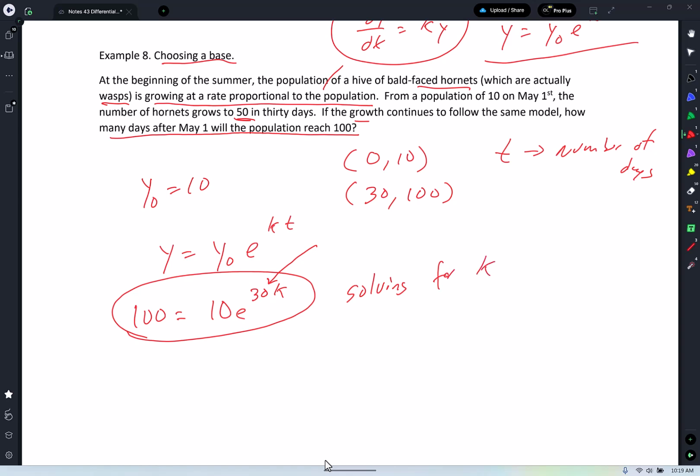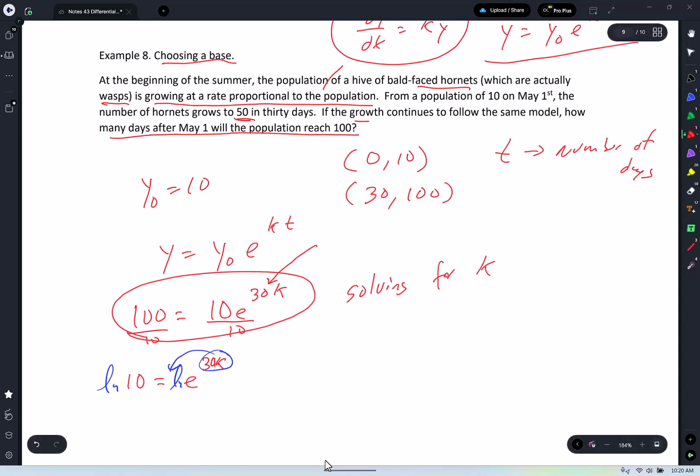All right. So first move, divide by 10. What's 100 divided by 10? 10. So 10 equals e to the 30k. Are we still okay? Next, I want to solve for k, so I need to bring that 30k down. What do I have to use if I want to bring that down? ln. So now I bring that 30k down, and look what I have: ln of 10 equals 30k ln of e, but ln of e is just 1.